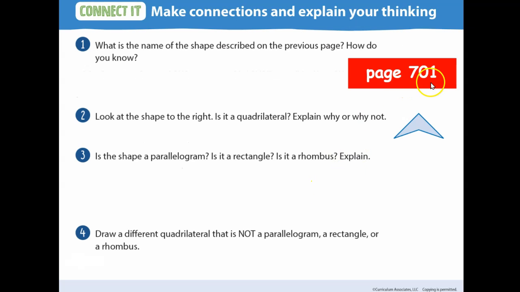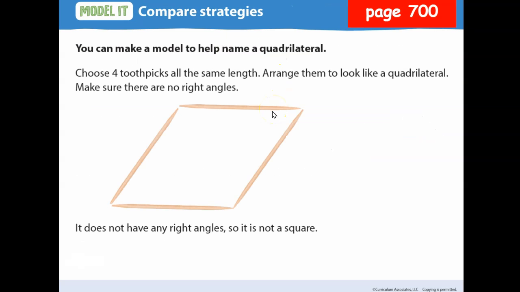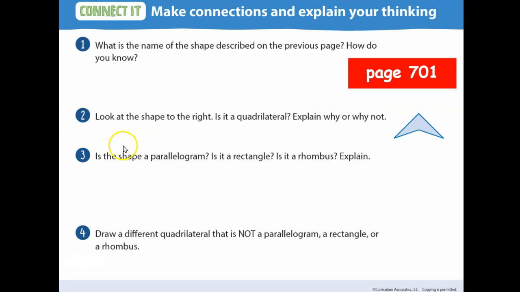All right, look at page 701. It says, what is the name of the shape described on the previous page? Well, we said that was a rhombus, right? Okay, it says, look at the shape to the right. So look at this shape right here. Look at that shape. Is it a quadrilateral? Yeah. Why? It has four sides. Boom.